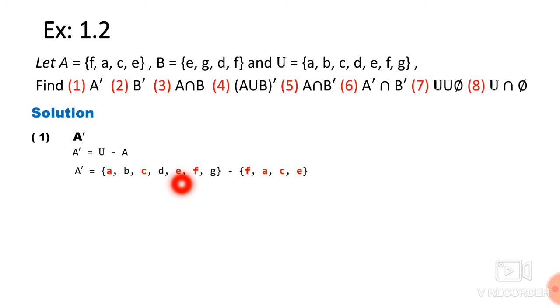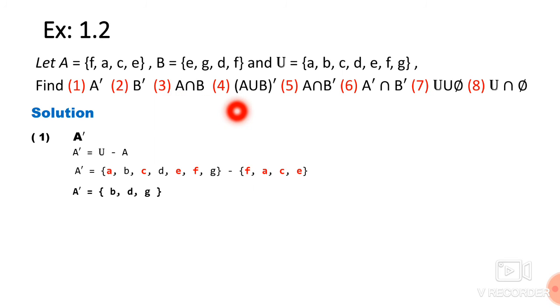First write the universal set and then write the set of which you have to find the complement. Cancel out the common elements F, A, C, E, and just write the remaining elements of the universal set. So B, D, G are the remaining elements of the universal set. So A complement is equal to the set that contains B, D, G. In the same way, you will find B complement. And part 3, A intersection B, you also have to do yourself.